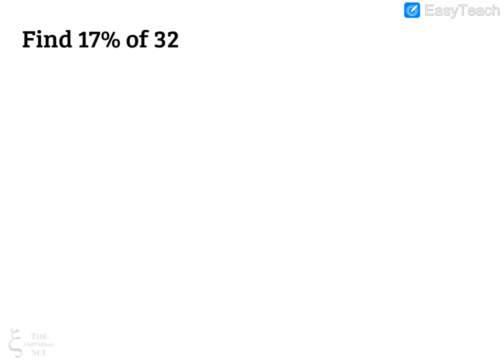Let's try another. Okay, we're going to do exactly the same thing. We're going to take this percentage and change it into a decimal, and we do that by dividing by 100. So what's my 17% going to be as a decimal? Well, it's going to be 0.17. And we're going to do the same as before. We're going to multiply it by this number here, 32, and that will give me my answer. So I'm writing up my working, then I type it in my calculator, and this time I've got 5.44. So that's my answer there. Let's do a few more of these.